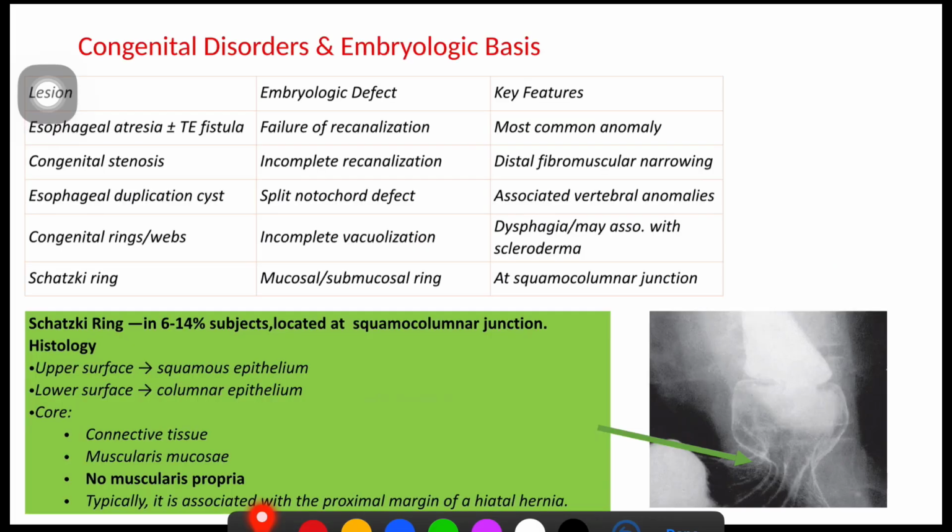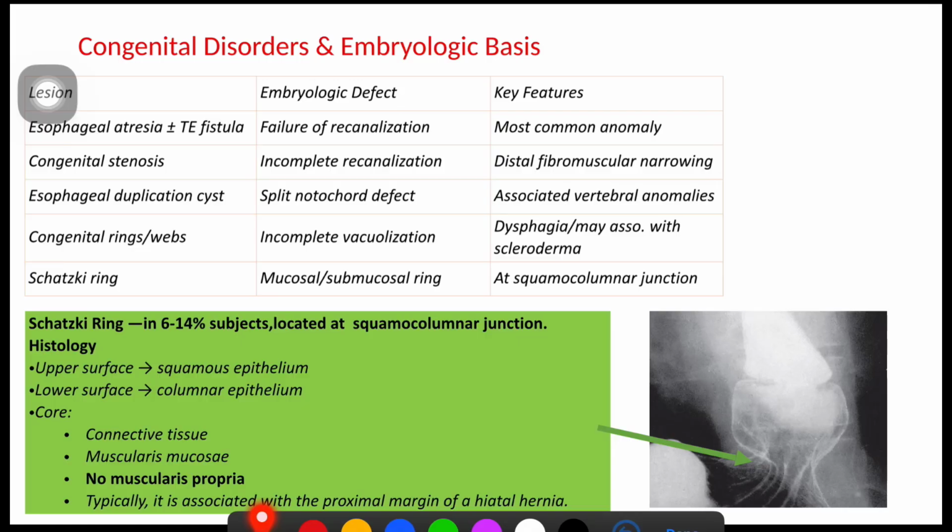So, first is esophageal atresia because of failure of recanalization, which is most common. Second is congenital stenosis because of incomplete recanalization, and the key feature is distal fibromuscular narrowing. Third is esophageal duplication cyst. There is a split notochordal defect, and here the key feature is that it is associated with vertebral anomalies.